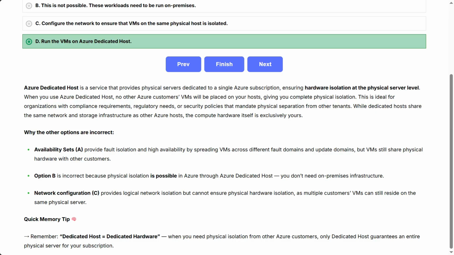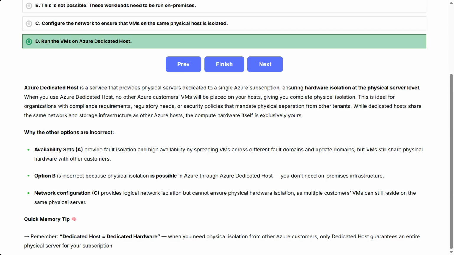Availability sets, A, provide fault isolation and high availability by spreading VMs across different fault domains and update domains, but VMs still share physical hardware with other customers. Option B is incorrect because physical isolation is possible in Azure through Azure Dedicated Host. You don't need on-premises infrastructure.